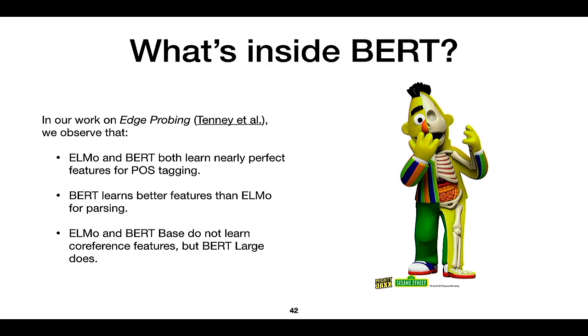And looking at coreference, looking at establishing links between pronouns and pronouns or pronouns and names, ELMo and BERT-base really aren't getting off the ground. They're not extracting features that are at all usable for doing coreference resolution better than chance. But BERT-large is doing somewhat better than chance. It's starting to get off the ground. This is an interesting result because I think it gives us a clue as to a sort of phase shift that we're seeing as these models get larger.